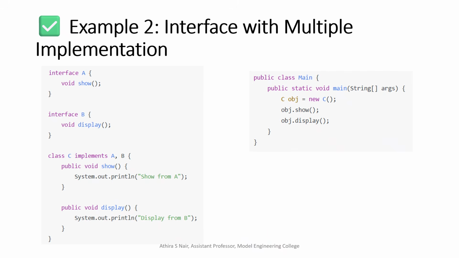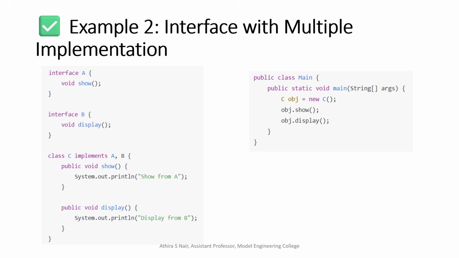Now we are writing an interface with multiple implementation. Here we have two interfaces. In the first interface, we are writing the method void show. In the second interface, we have void display. Now we are creating a class C. It implements both the interfaces A and B. Now public void show, here we are printing show from A, that is from the interface A. Now in the next method, public void display, here we are displaying from B.